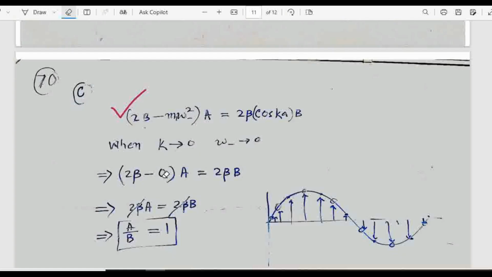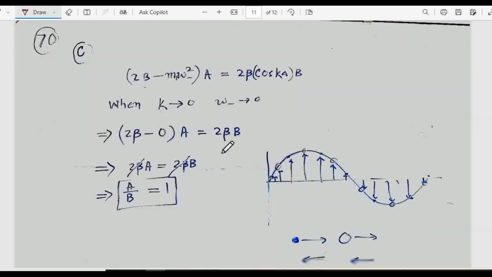If you put this condition in the equation, you will get a by b. That means the amplitude of mass m1, whose mass is less than the mass of m2. So a by b tends to 1. That means the amplitudes of both the heavier mass and the lighter mass are the same, and there is no negative sign here; it is a positive 1.